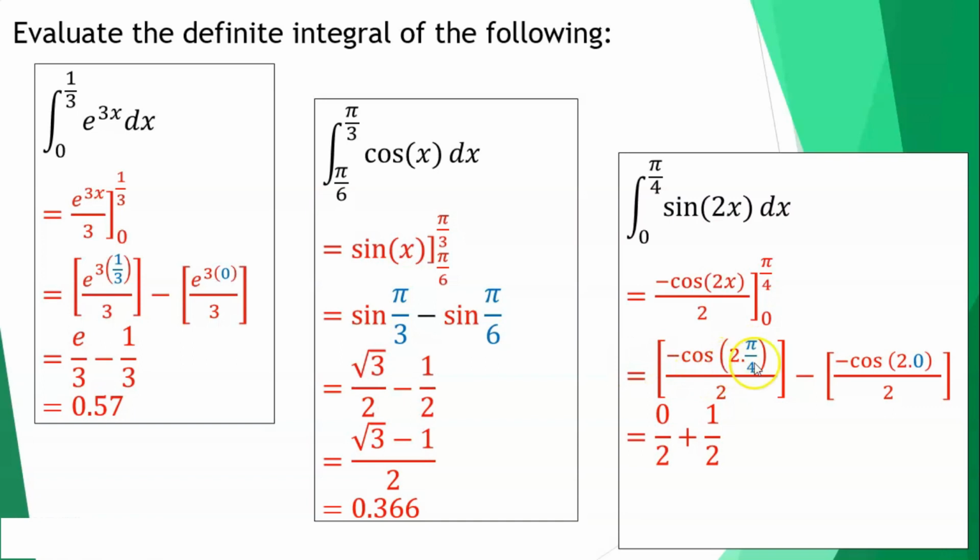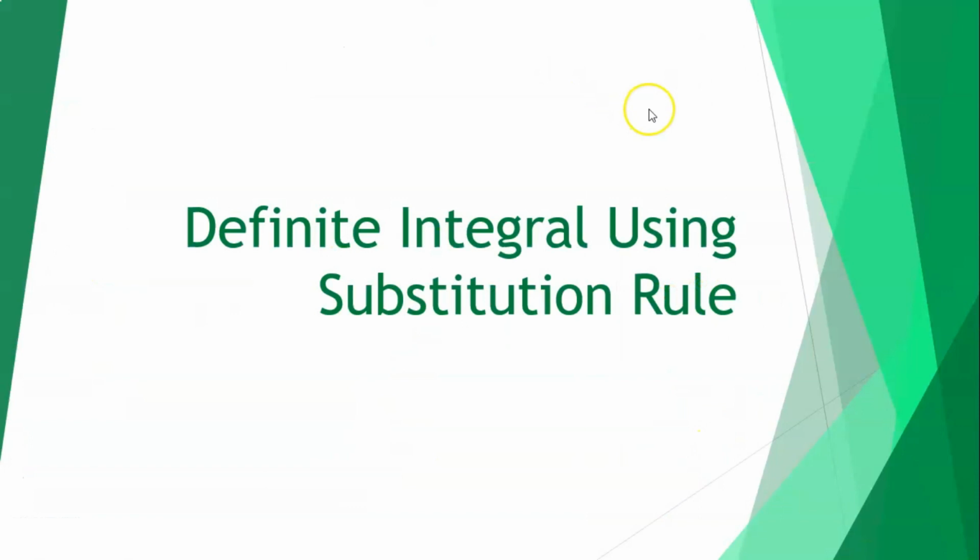So negative cosine 90, that's actually 0, then over 2. Then 2 times 0, that's 0. So negative cosine 0, that is actually 1. So negative 1, so times negative, so therefore it's plus 1 here. So the final answer here is 1/2. So let's have this, definite integral using substitution rule.